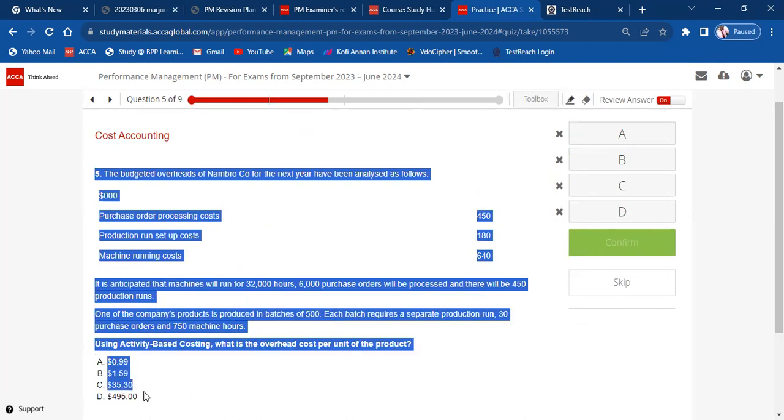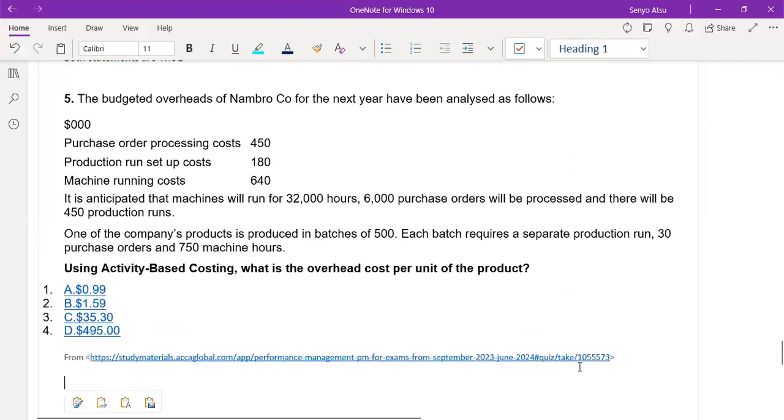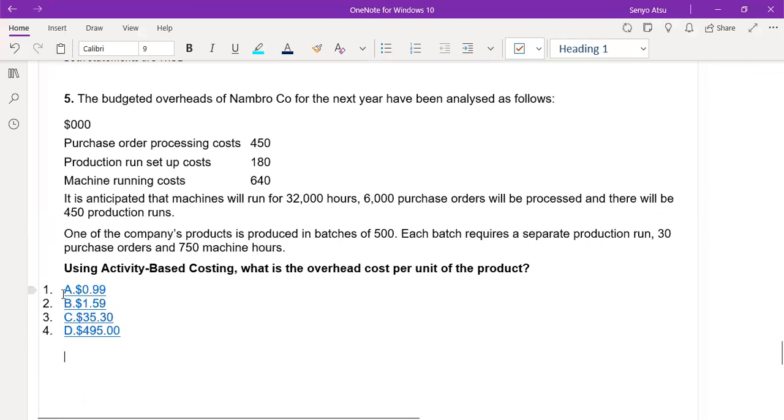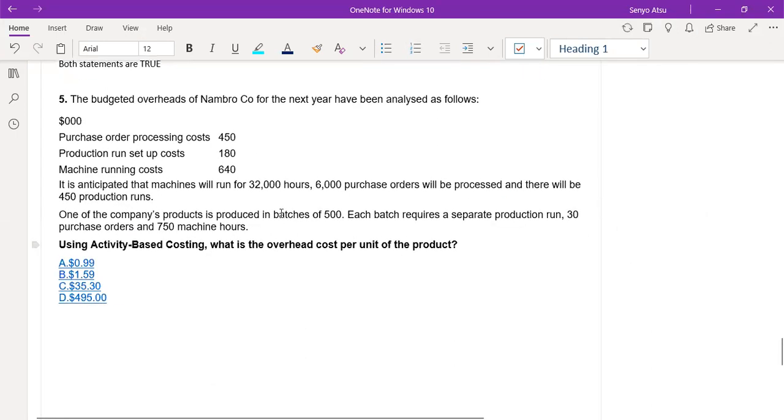I mentioned to you the importance of not rushing objective test questions and thinking, I solved a question like this before, this was the way I did it, so I'm going to do this one also the same. No. As much as possible, ACCA examiners try to prevent memorized work.